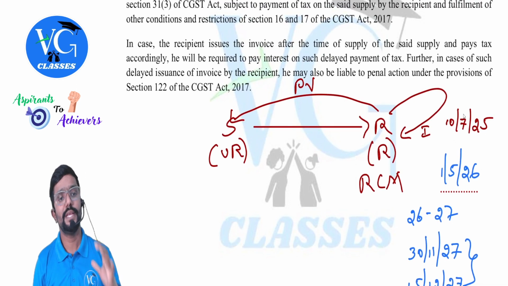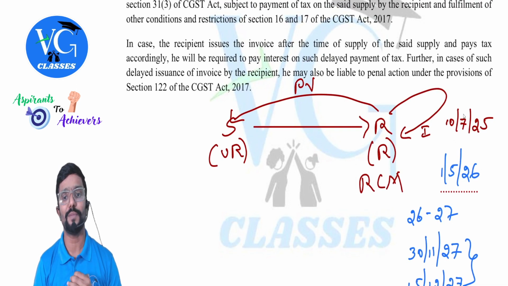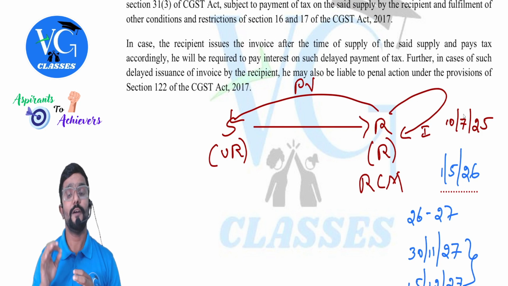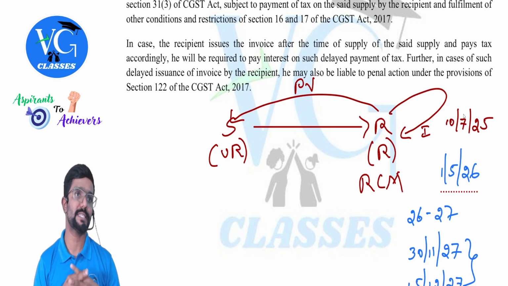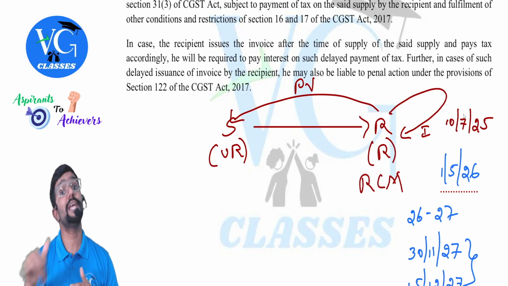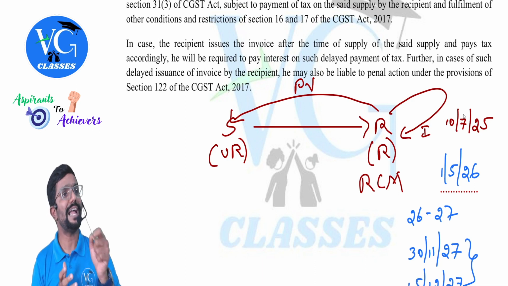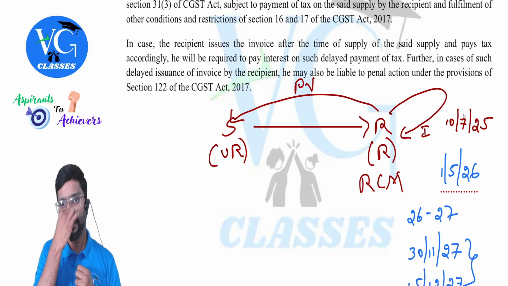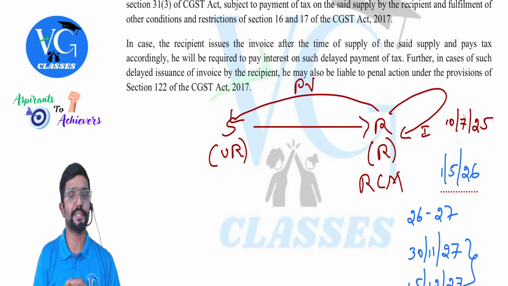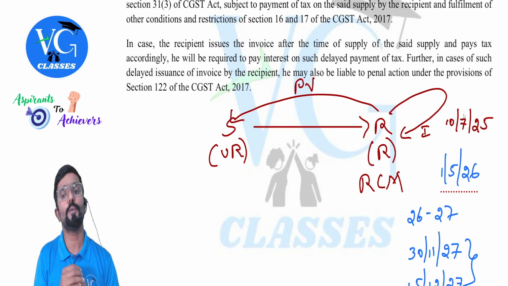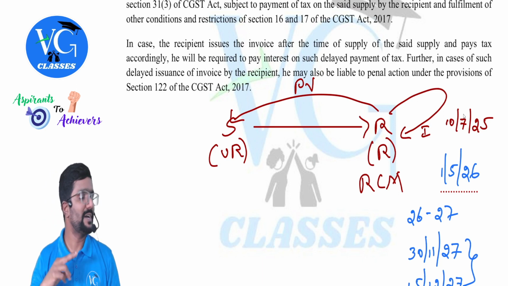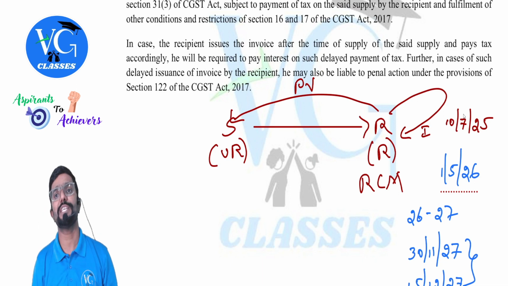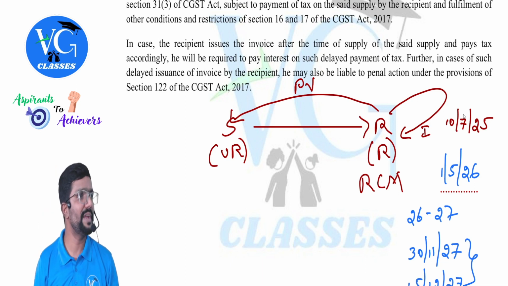In case the recipient issues the invoice after the time of supply and pays tax accordingly, he will be required to pay interest on such delayed payment of tax. So if there is a delay in payment of tax due to delay in issuing the invoice, you need to pay tax along with interest. Further, in cases of such delayed issuance of invoice by the recipient, he may also be liable to penal action under the provisions of section 122 of CGST Act. But section 122 is not a part of your syllabus. But for delay in issuing the invoice, will penalty be charged to this person? Yes, guys. Penalty would be charged.